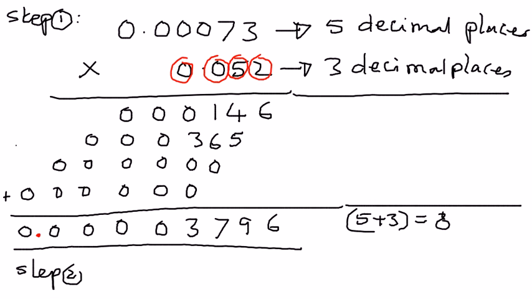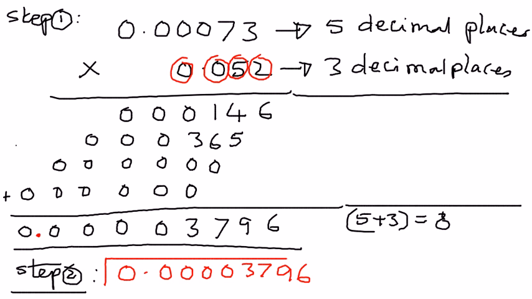Therefore in step number 2, we can say when we multiply these two numbers, 0.00073 by 0.052, the result is going to be equal to 0.0000, there are 4 zeros after the decimal point, 3796. It is also a small number. When we multiply very small numbers, the result is also going to be a small number.